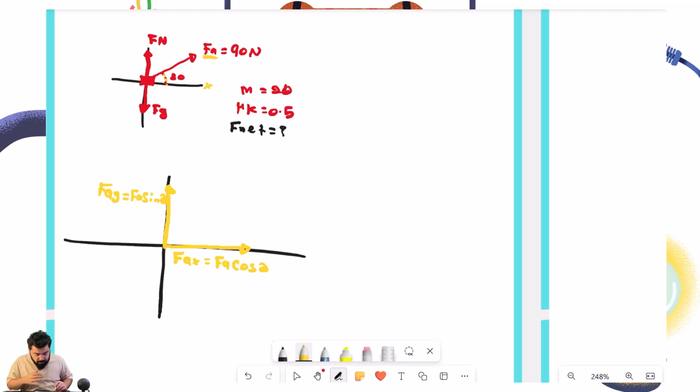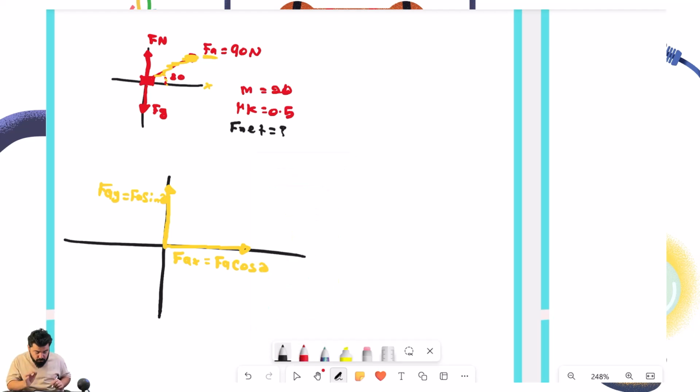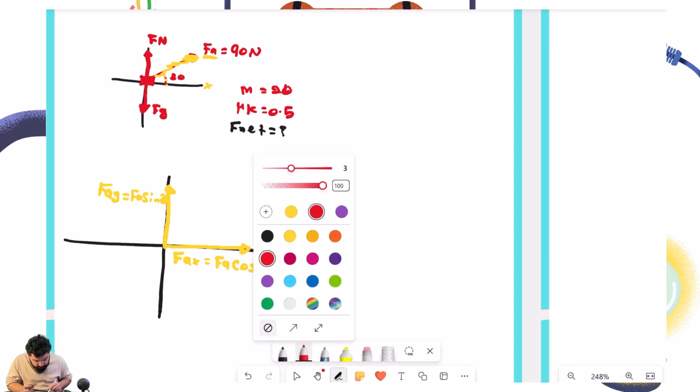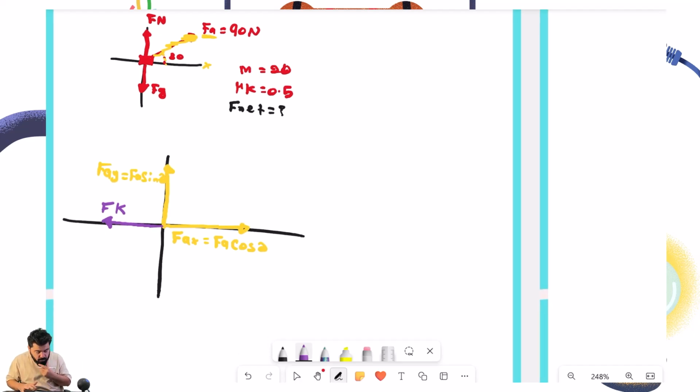Be careful. So I have two forces now. I'm not going to be needing this anymore, because I analyzed it into two components. Don't forget, because the object is moving, I'm going to have another force which is called Fk. Fk is always opposite to the motion of the object. The object is going to the right, and the Fk is going to be to the left.